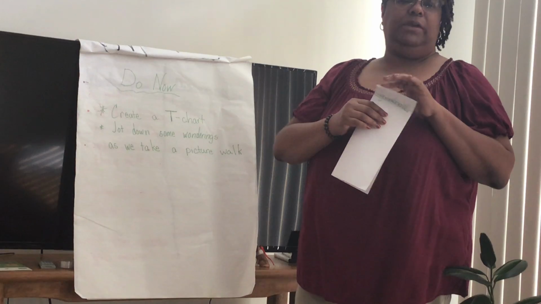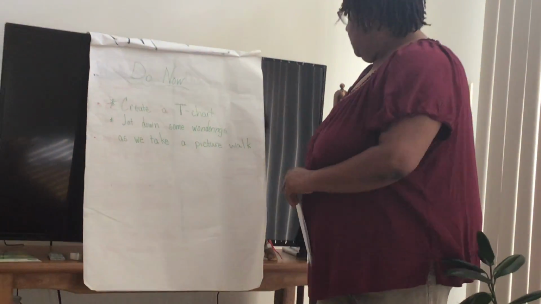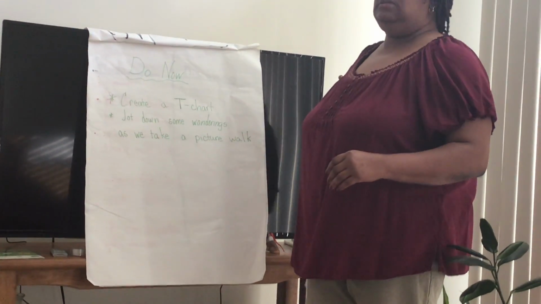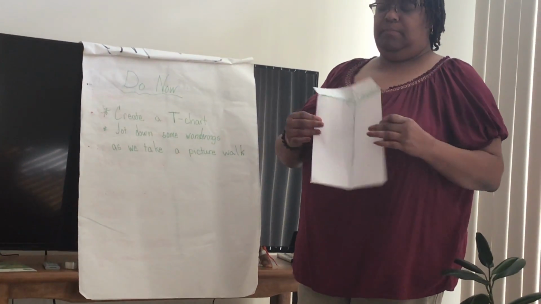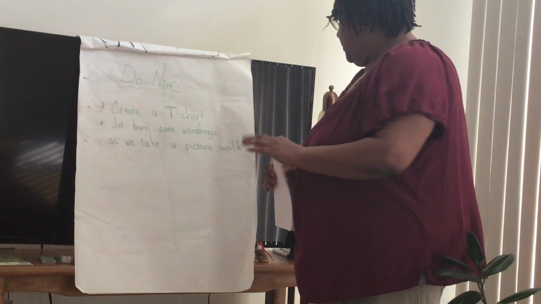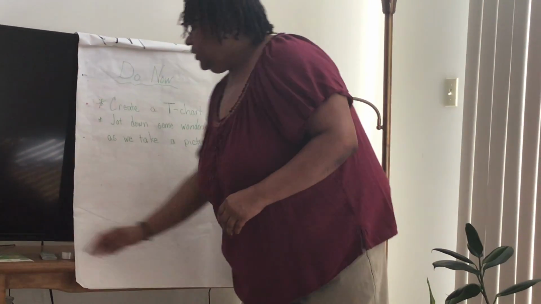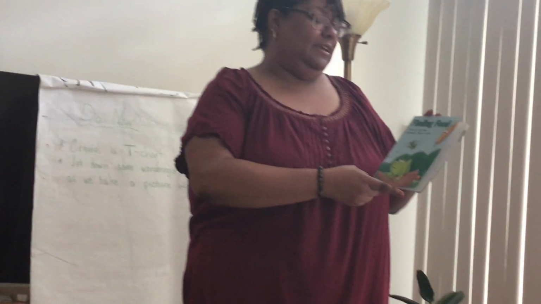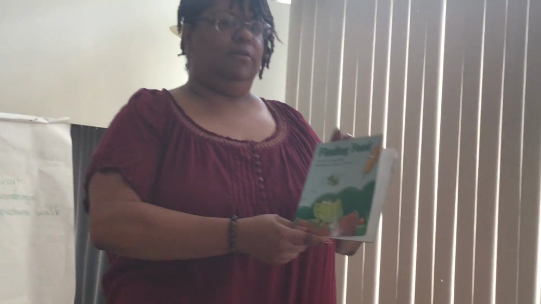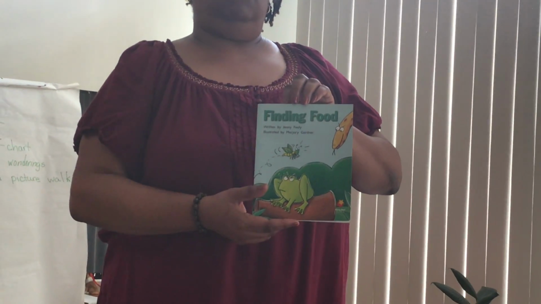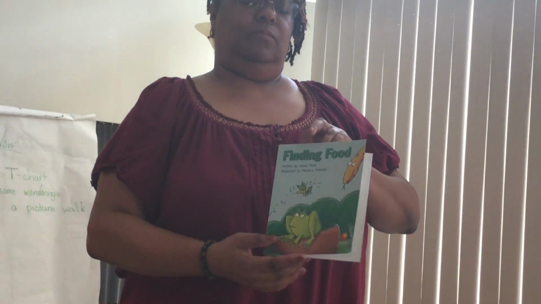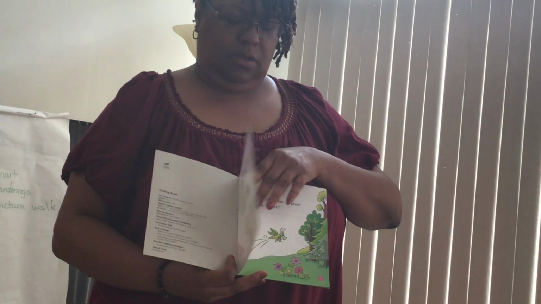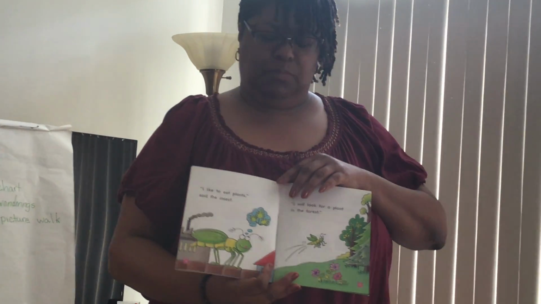So we're going to take a little picture walk. While we take our picture walk, I want you to jot down some of your wonderings under your wonderings column. So let's take our picture walk. We're going to use the book Finding Food, written by Jenny Feely and illustrated by Marjorie Gardner. Let's look at the front cover. The title page. And let's just take a look at some of these pictures.